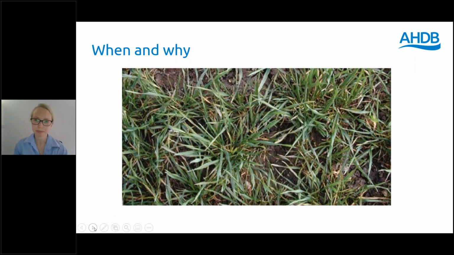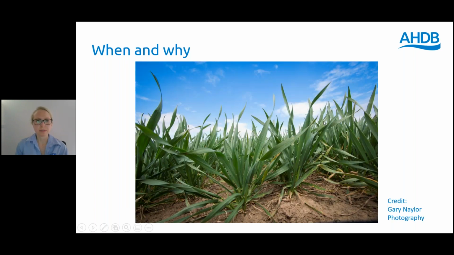Next slide, please. So then at T1, you'll again be checking for yellow rust and looking for Septoria at the bottom of the canopy. Next slide, please.